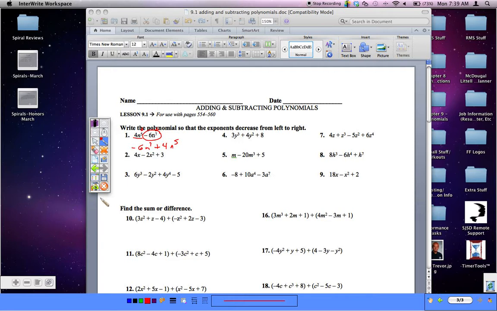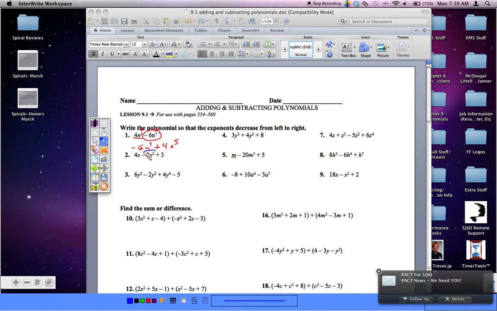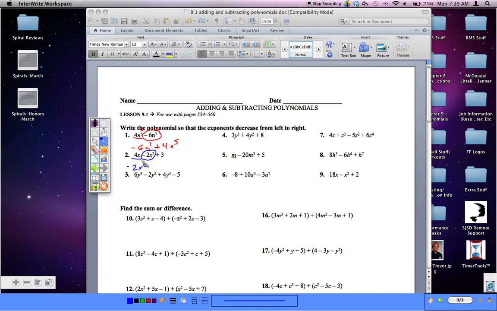Meaning if we looked at number 2, the highest exponent here is a 2. This whole term must be written up front. So that's negative 2x squared. The next term is the one that has an x. We don't see it, it's positive. And then the term without any variables or exponents happens at the very end. And that's as good as that answer can get.